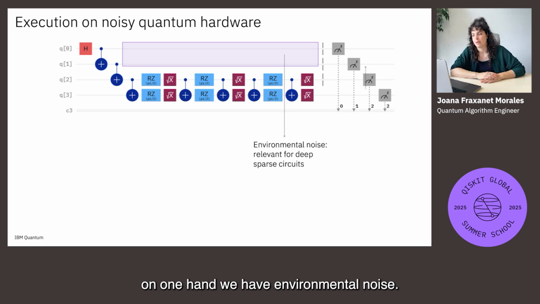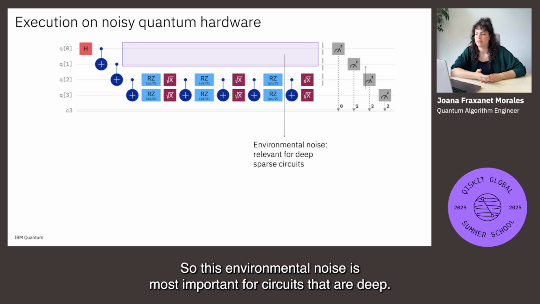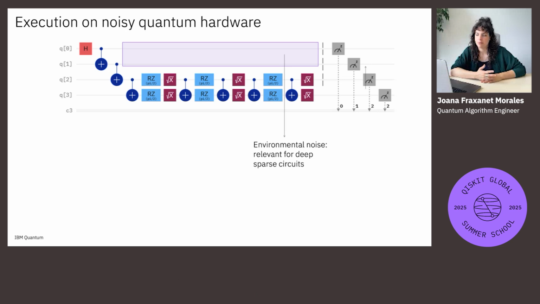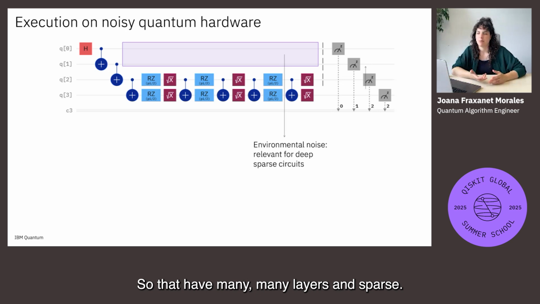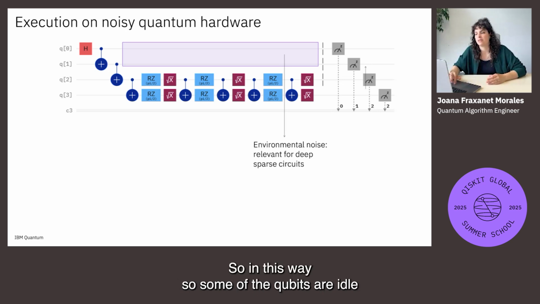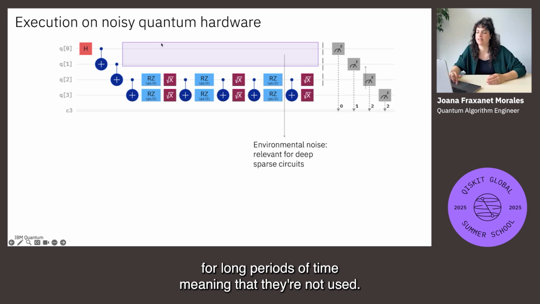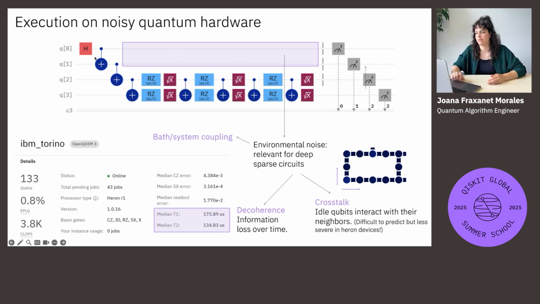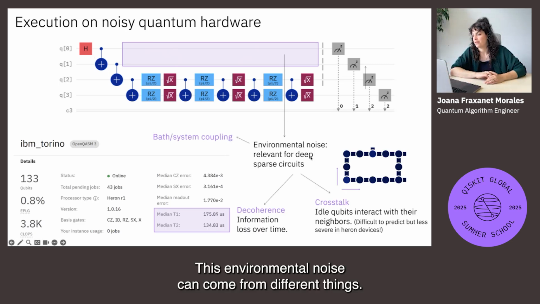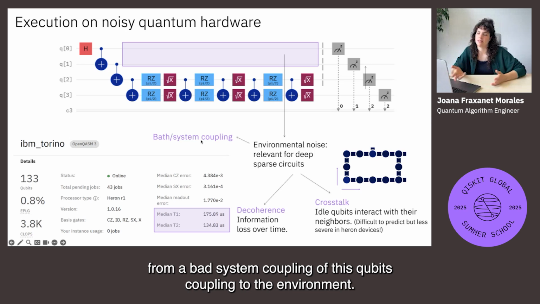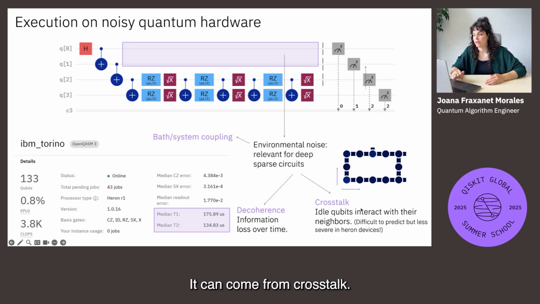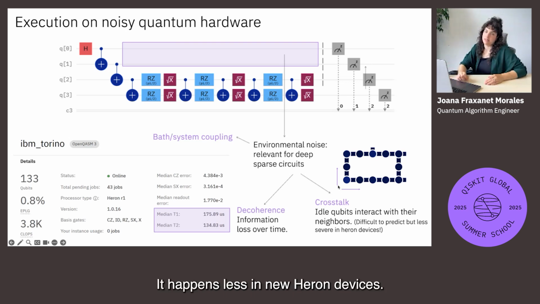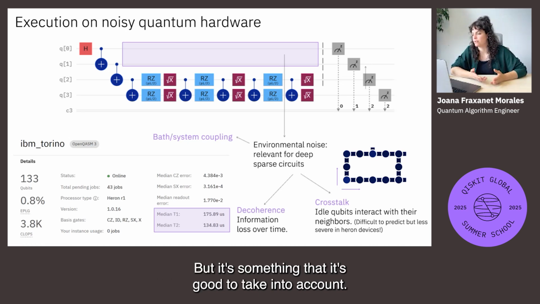On one hand, we have environmental noise. This environmental noise is most important for circuits that are deep, so that have many layers, and sparse. In this way, some of the qubits are idle for long periods of time, meaning that they're not used, but we should conserve the information on them because they've already been initialized. This environmental noise can come from different things. It can come from a bad system coupling of these qubits to the environment. It can come from crosstalk, so qubits talking to their neighbors. It happens less in the new Heron devices, but it's something that it's good to take into account.